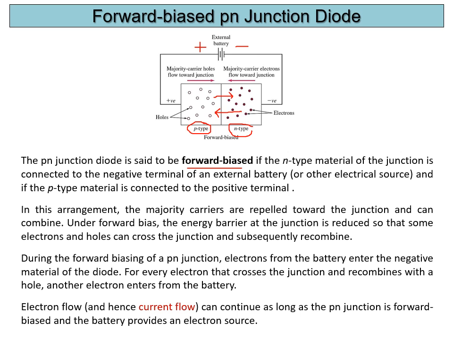During the forward biasing of a PN junction, electrons from the battery enter the negative material of the diode. So during this process, the electrons from the external battery will enter the negative terminal of the PN junction. It will supply the electrons to continuously recombine with the holes. Electron flow can continue as long as the PN junction is forward biased and the battery provides an electron source.